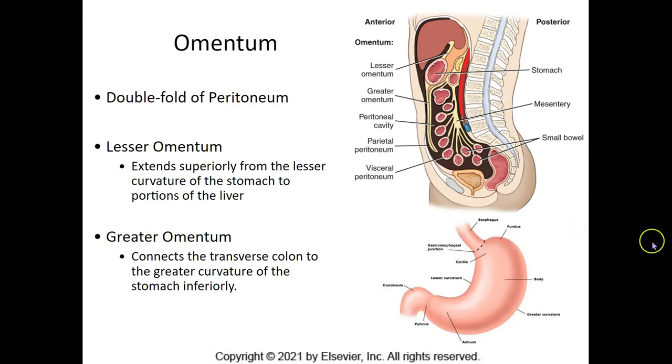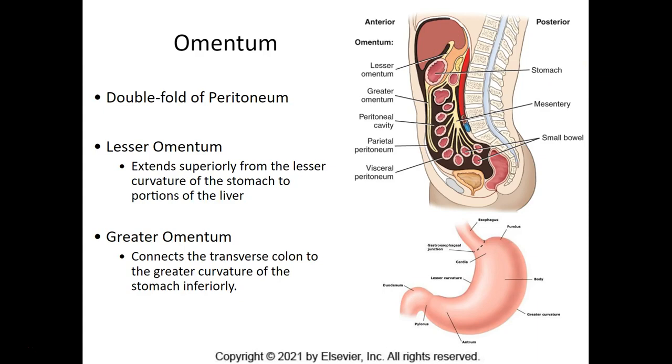So just in case you haven't looked at a stomach in a while, here's a stomach. The lesser curvature is here. Okay, so the lesser omentum connects the stomach to the liver, and you can see that right here. Okay, again, kind of helps support our organs and keeps them in place.